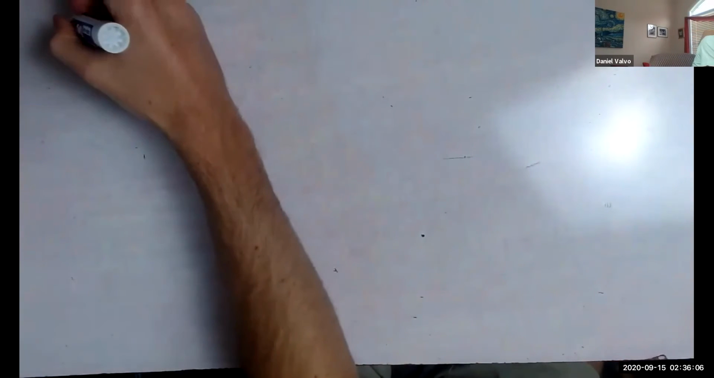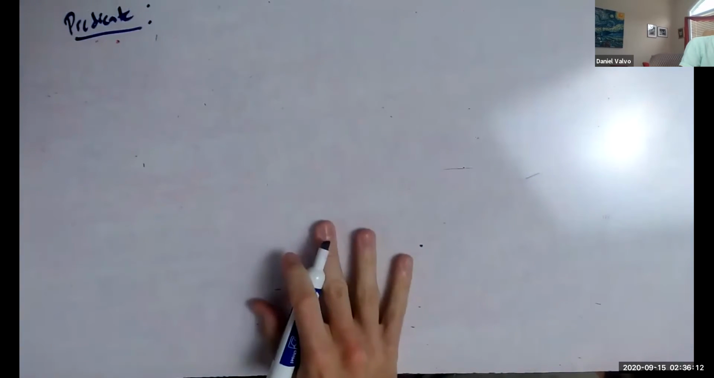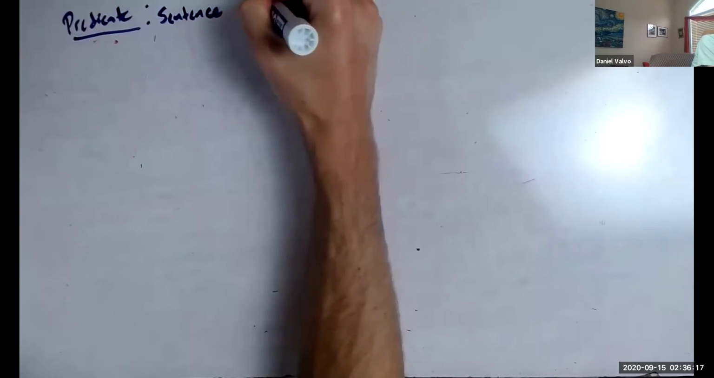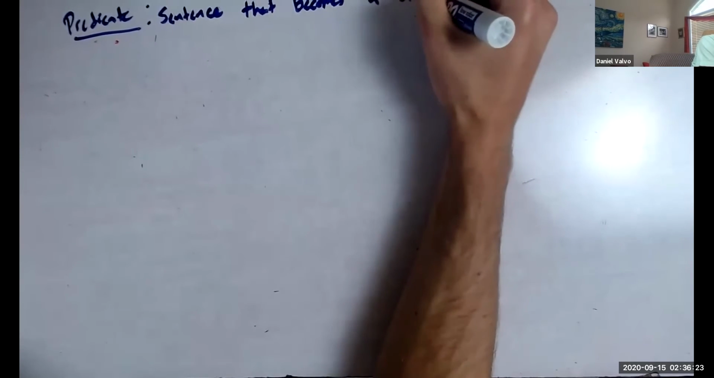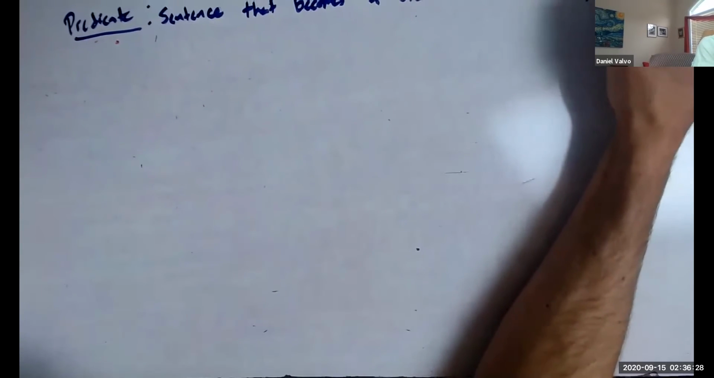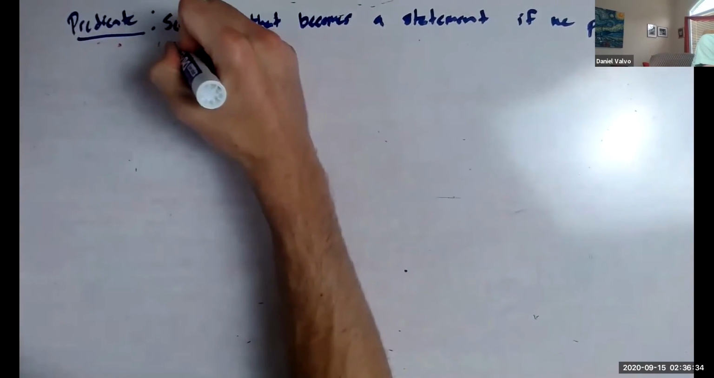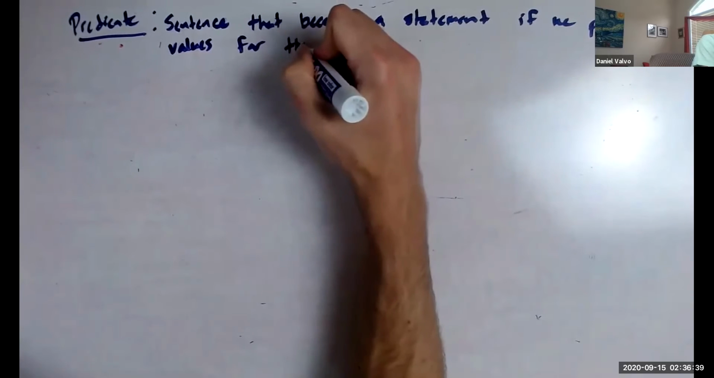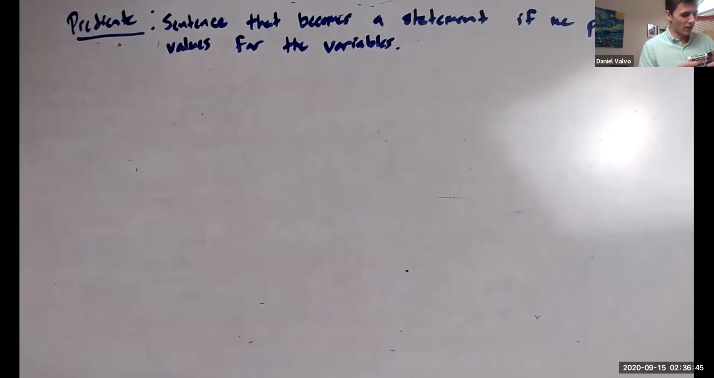So I'll say a predicate. A predicate is simply a sentence that becomes a statement if we plug in values for the variables. We had that last time.